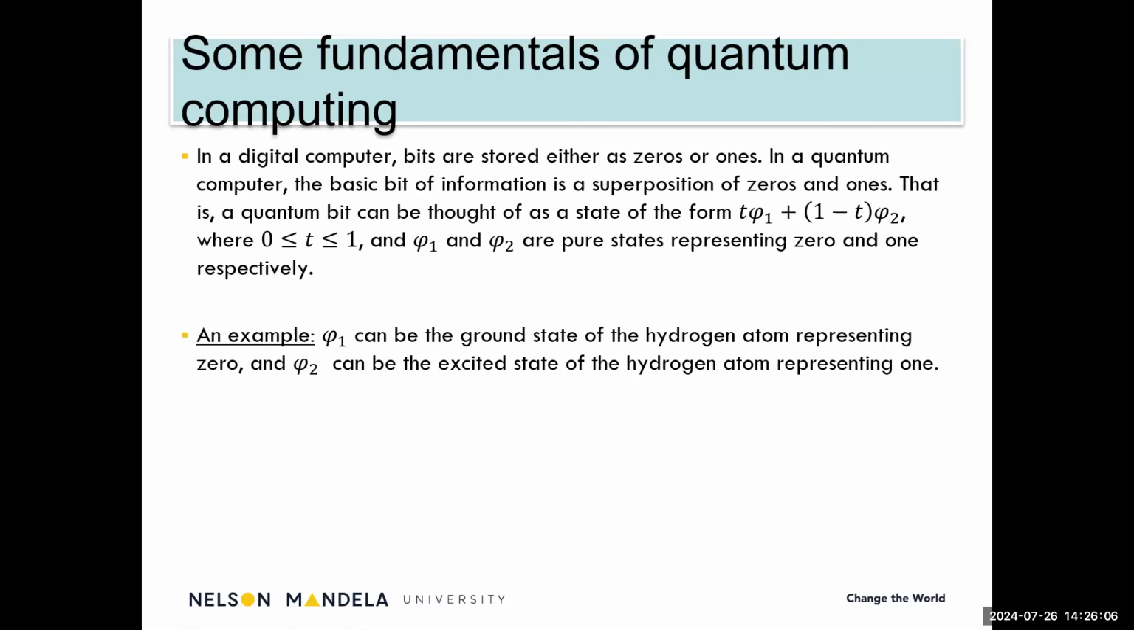One example: phi1 can be the ground state of the hydrogen atom representing 0, and then phi2 can be the next excited state of the hydrogen atom representing 1. And then maybe one can go as bold as to say one can think of any quantum system as a quantum computer and vice versa.